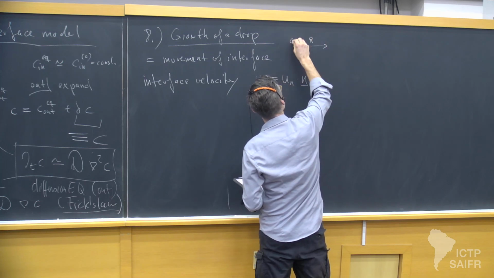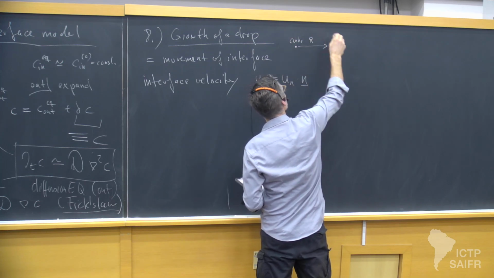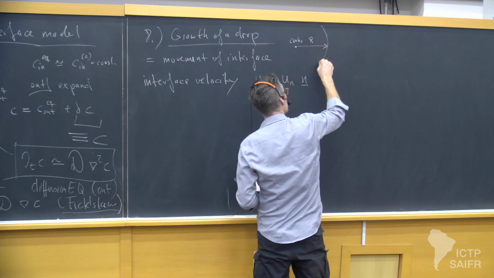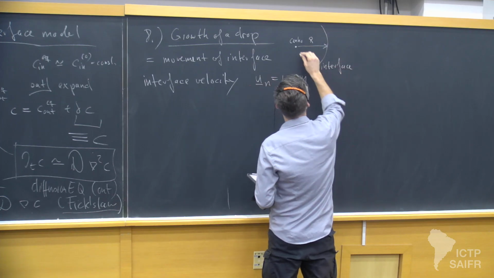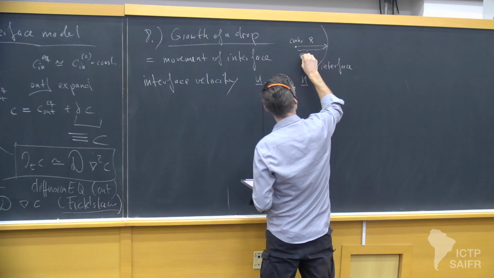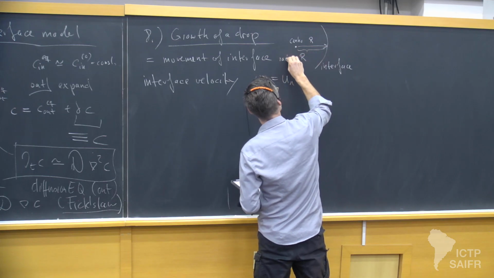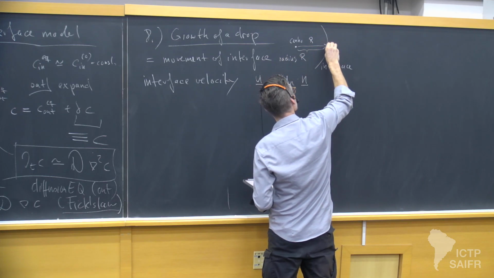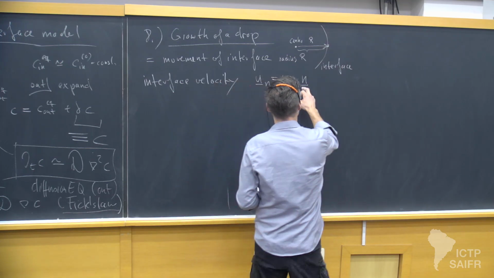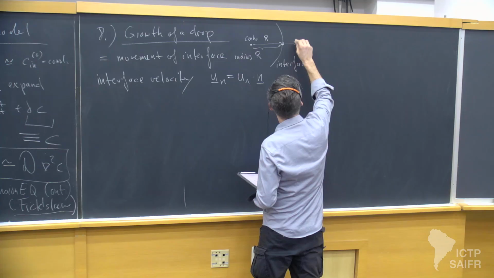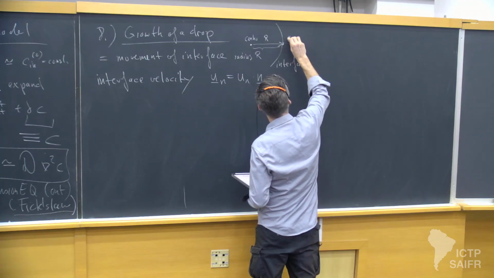So this is the center of the droplet. Here is the interface. This distance is called the radius R. And this point here is exactly this interface point we would like to calculate. And this N here is the normal vector.